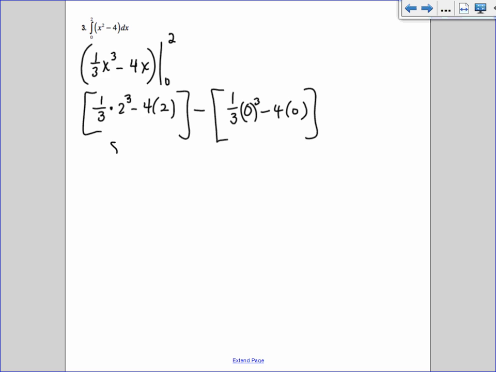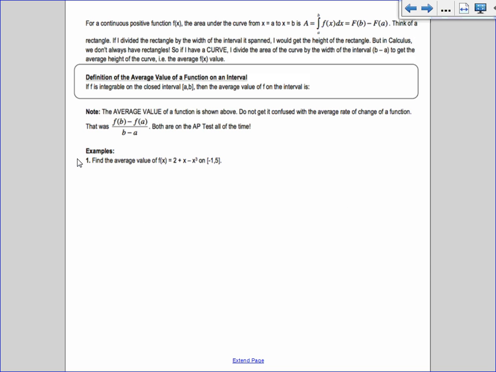All right, so I get 8/3 minus 8. So I'm going to have 8/3 minus, if I get common denominators, 24 over 3. So I get negative 16 over 3. So this one's negative. It can be negative. Okay, an integral can be negative. When I ask you to find the area under a curve, then that's usually where you have to say, oh, it's trapped by the x-axis and the curve. So it can be negative. All right, we'll stop there.